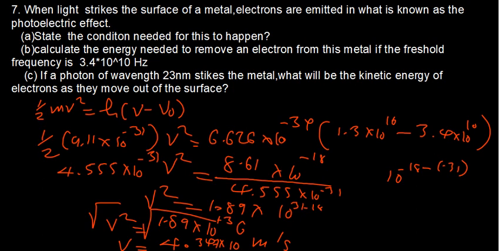As you've seen, the velocity will be so high, so the electron will be moving so fast away from the metal. And it's not actually one electron, there will be many electrons which will be moving away.